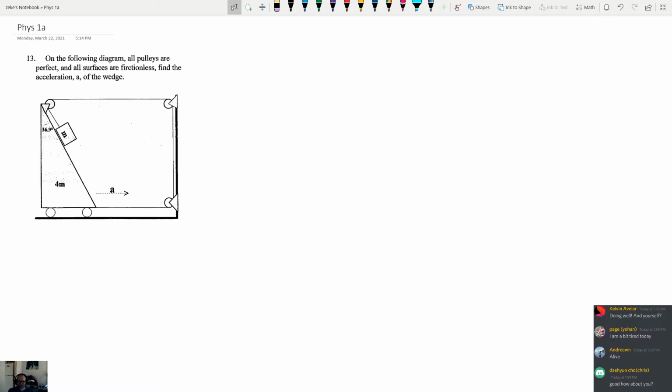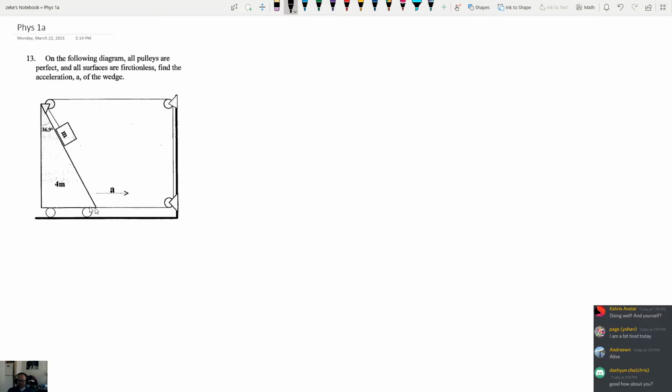Okay, so let's look at what's going on. It says, on the following diagram, all pulleys are perfect. All surfaces are frictionless. We want to find the acceleration A of the wedge. So let's investigate what's going on here. You have a wedge that has an angle up at the top right here that's 36.9 degrees. And at the bottom, you have wheels. So this wedge is basically free to move left and right.